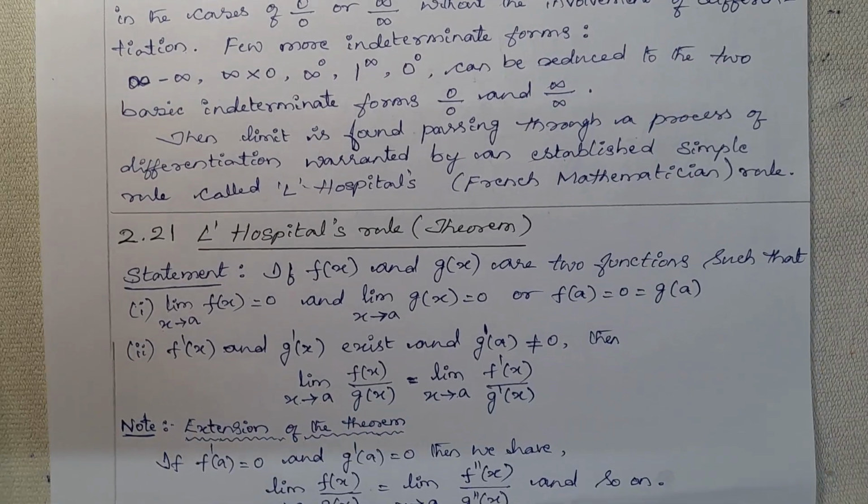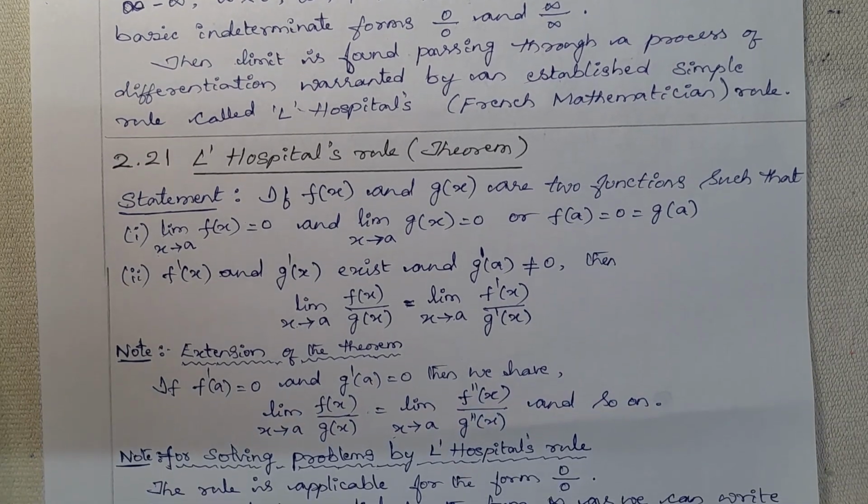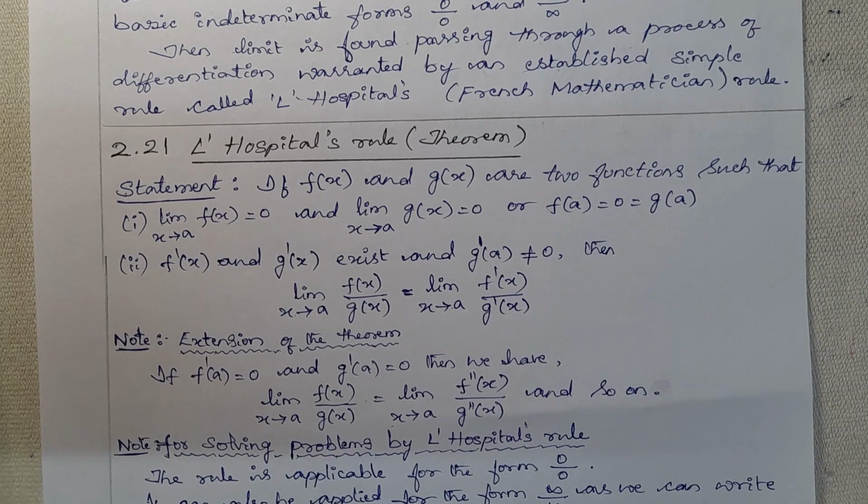Sub article 2.21, L'Hospital's rule or theorem statement. If f of x and g of x are two functions such that, first statement, limit x tends to a f of x equal to 0 and limit x tends to a g of x equal to 0, or f of a equal to 0 equal to g of a. Next, second statement, f dash of x and g dash of x exist and g dash of a not equal to 0. Then limit x tends to a f of x by g of x equal to limit x tends to a f dash of x divided by g dash of x.